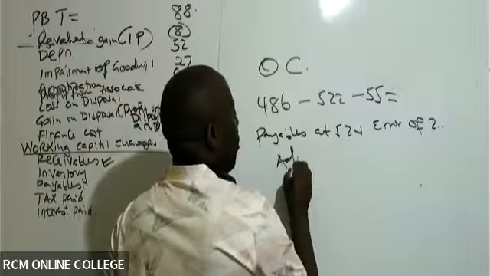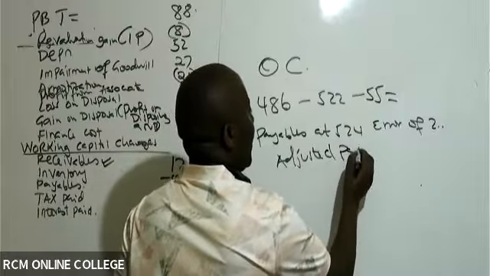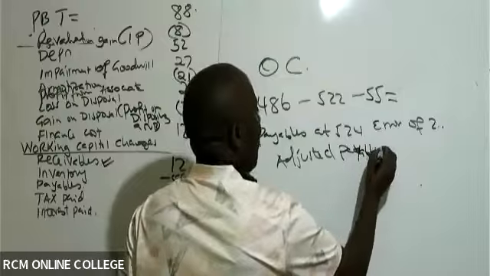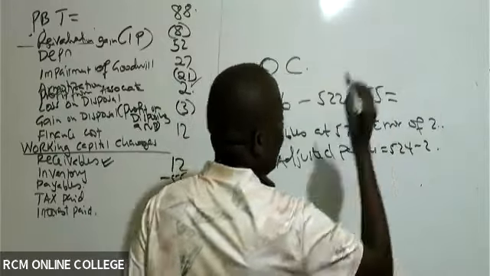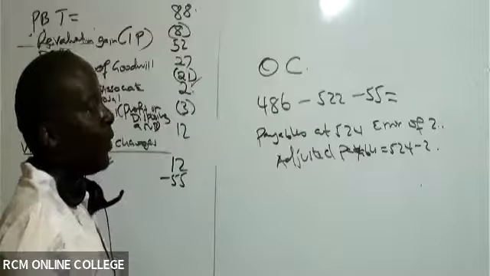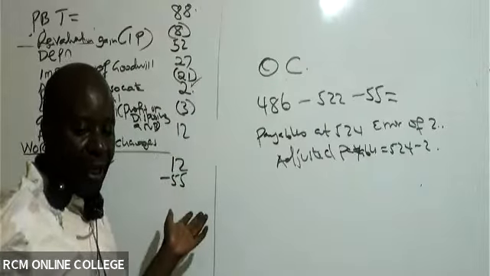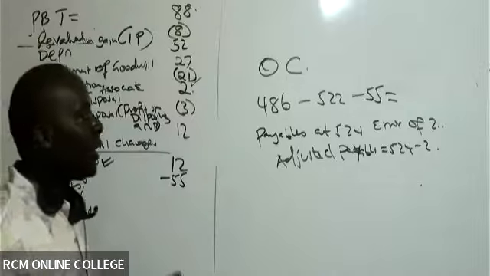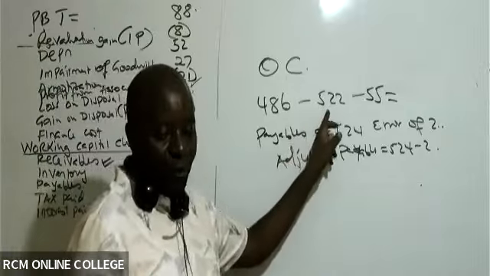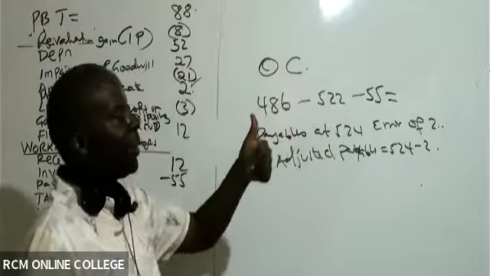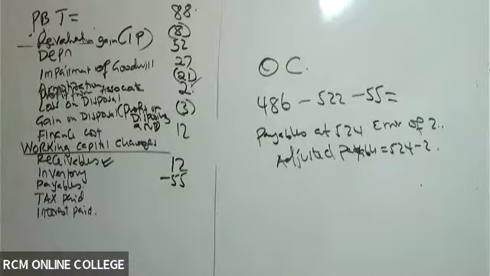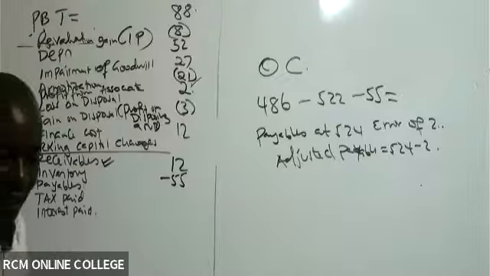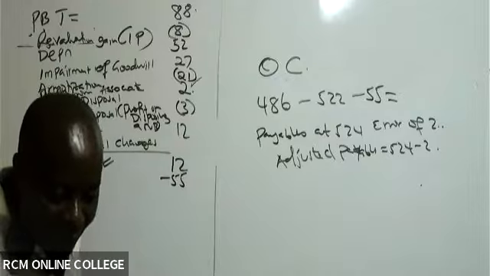So the adjusted payables will be 524 minus 2. So that 2 we shall be taking it to PPE. Are we in agreement that the closing payables are supposed to be 522? Yeah. Great. Kwa hivyo inamaanisha namna gani? Payables inafaa kuwa ngapi? Payables inafaa kuwa 522.